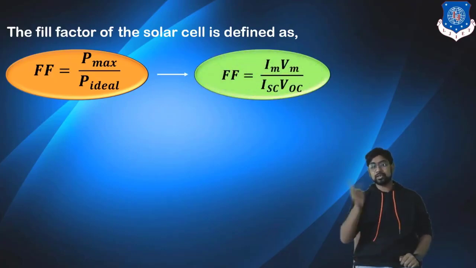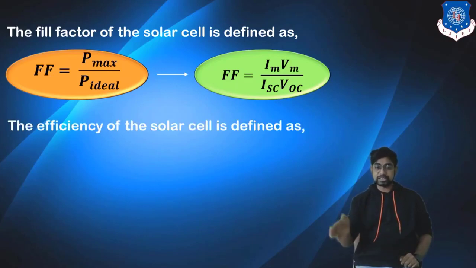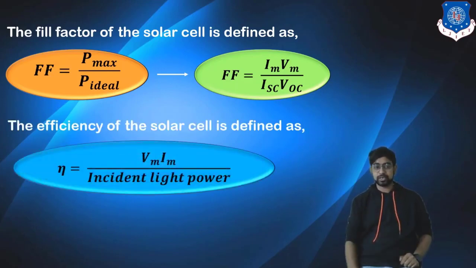So from fill factor, now we are replacing the P max and P ideal value, that is Im into Vm upon Isc into Voc. So now the efficiency of the solar cell can be defined from this only, that is eta is equal to Vm Im, that is the actual value, upon the incident light power.